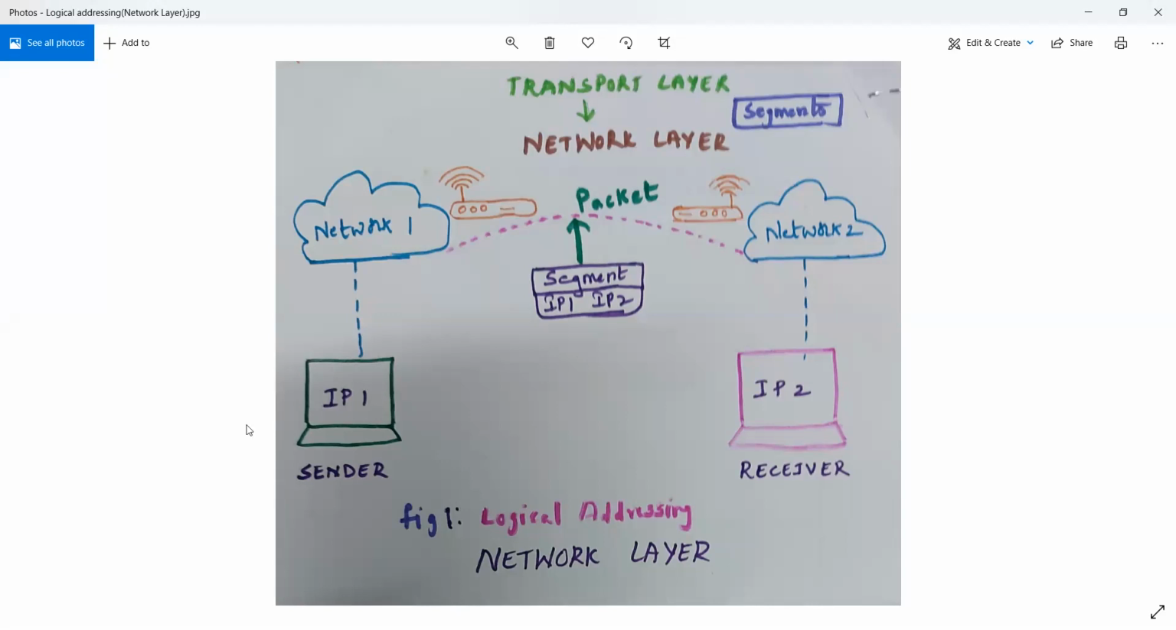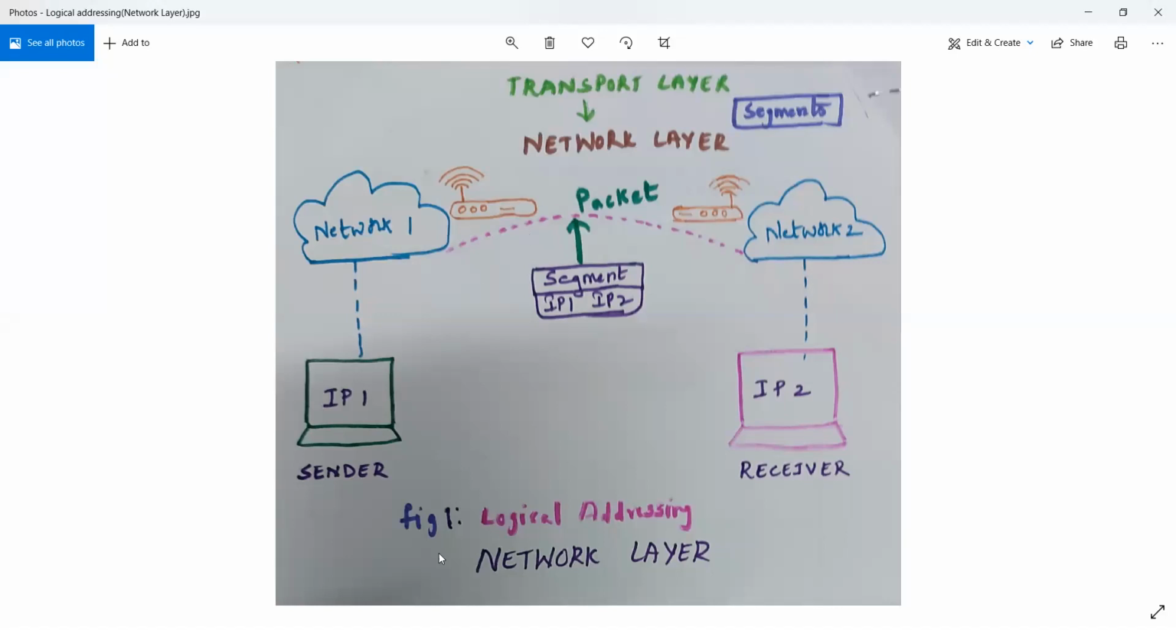So once again, look at the diagram. From the transport layer, we are getting the data in the form of segments. In the form of segments, it reaches the network layer. The network layer is used where the two hosts are located in two different networks. So here the sender is in network 1 and the receiver is in network 2. Since the hosts are in two different networks, here we are using routers.